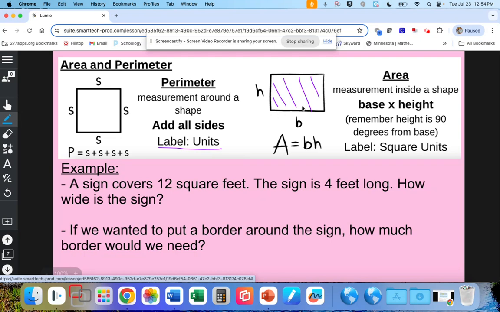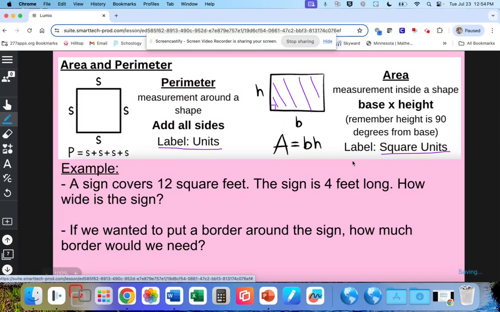The base is what the shape is resting on, and the height is how tall it is. The height needs to be 90 degrees from the base, and it always needs to be 90 degrees from the base. Sometimes you'll see a height drawn in with a dotted line to show you that that's the 90 degrees from the base portion. So we are going to multiply our base number times our height number to get our answer.